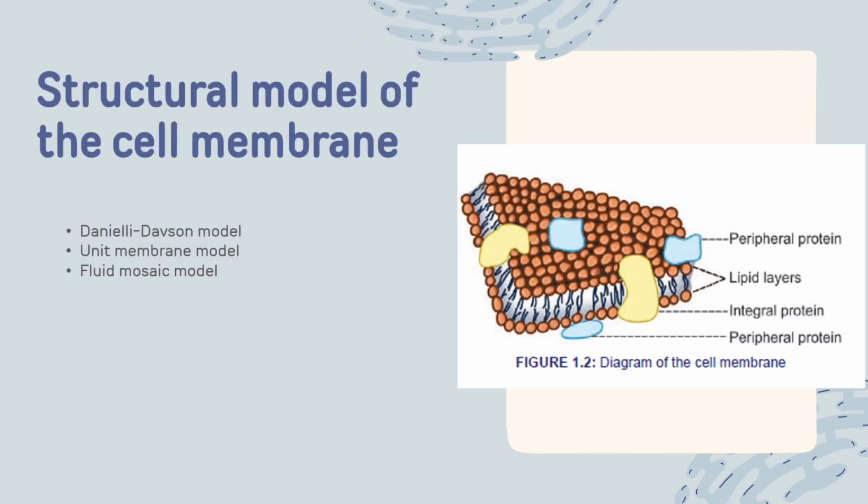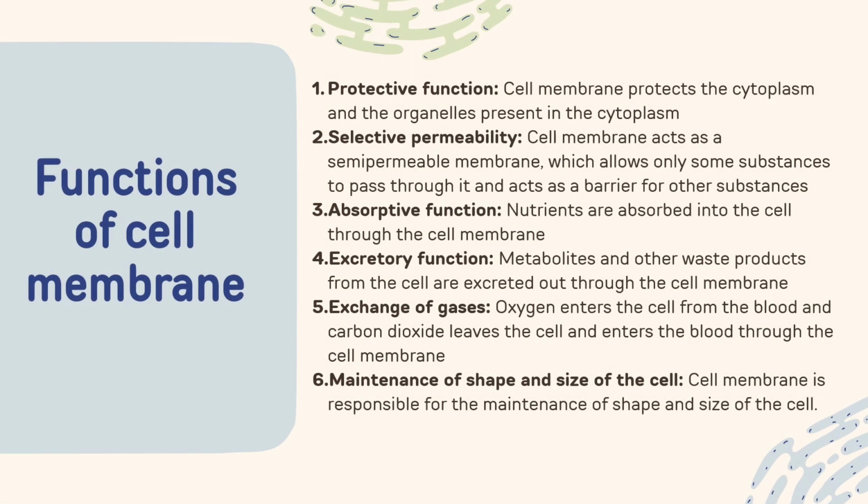And then the structural models of the cell membrane. Number one is the Danielli-Davson model, number two is the unit membrane model, and number three is the fluid mosaic model, which is worldwide accepted nowadays. Now the functions of the cell membrane. The membrane has many important functions. It protects the cells, it absorbs nutrients, it excretes waste, and helps with the exchange of gases like oxygen and carbon dioxide. It also maintains the shape and size of the cell. So basically it's a true multitasker.